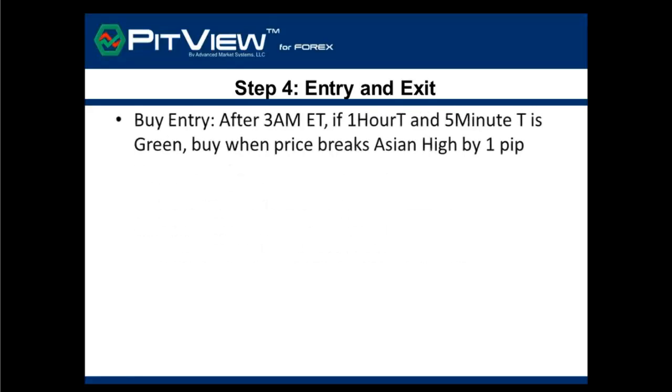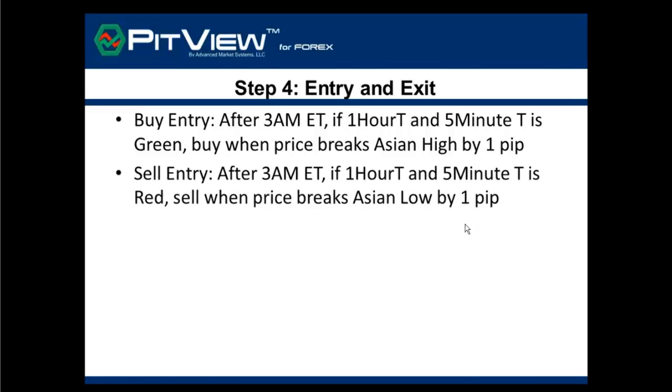Now, as far as my exact entry, my buy entry would be after 3 a.m. Eastern Time. If the 1 hour total and 5 minute total is green, I would buy when the price breaks the Asian high by 1 pip. Okay? So at 3 a.m., that's my entry time. After 3 a.m. Eastern Time, if the 1 hour total, it'll show up as 1 hour T and 5 minute T, or 1 HT and 5 MINT, if they are both green, I would buy if the price breaks above the Asian high by 1 pip. My sell entry is just the opposite. After 3 a.m., if the 1 hour T and 5 minute T is red, sell when the price breaks the Asian low by 1 pip.